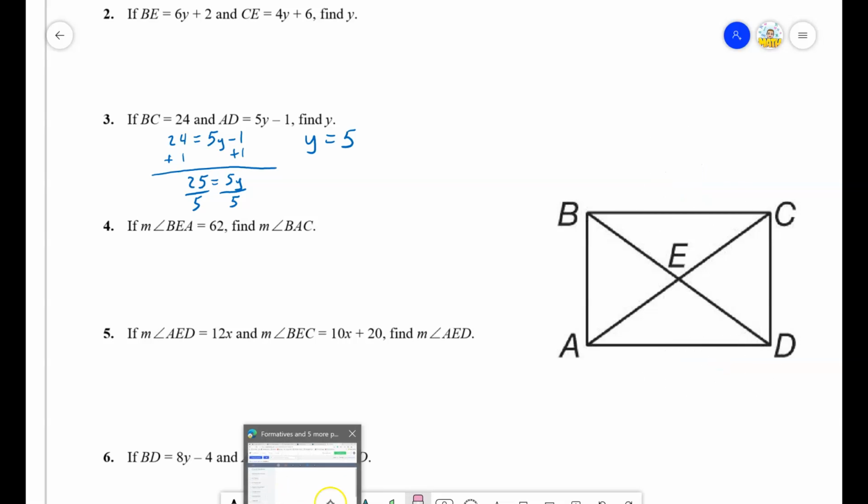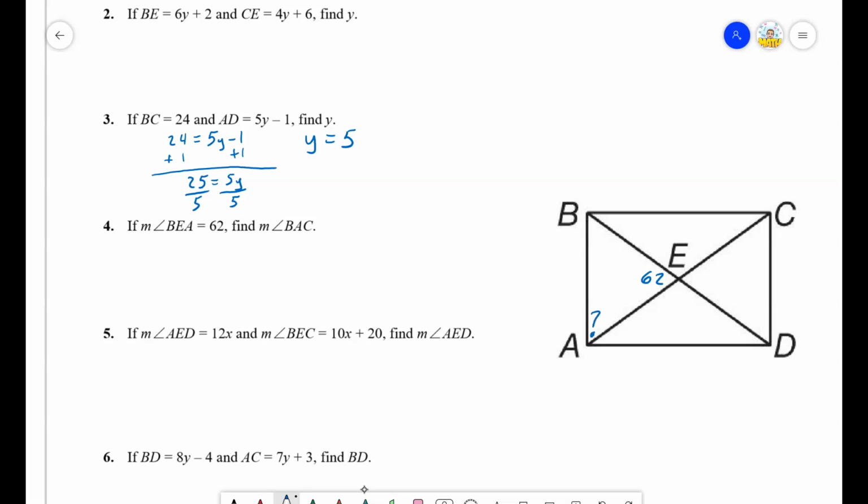Same picture, different numbers. BEA is 62 degrees. So where does BEA live? 62 degrees is right here. Find the measure of angle BAC. So where does angle BAC live? We're looking for this angle here, right?